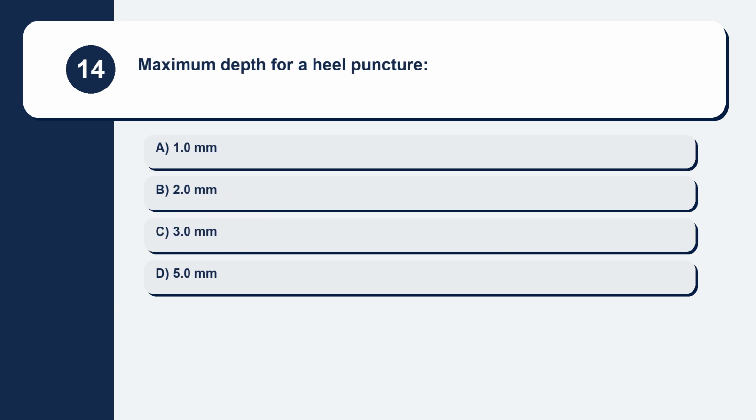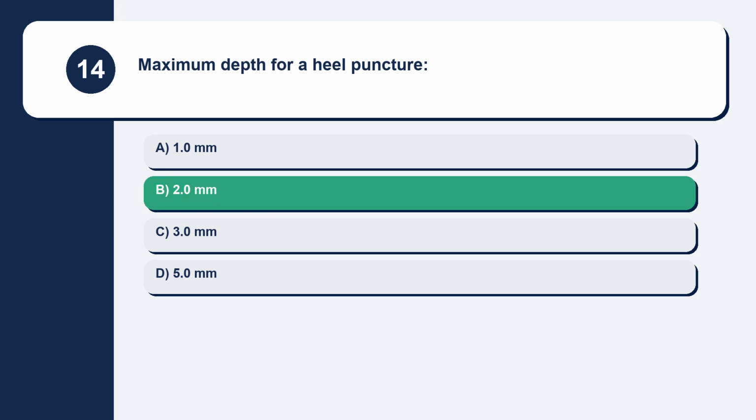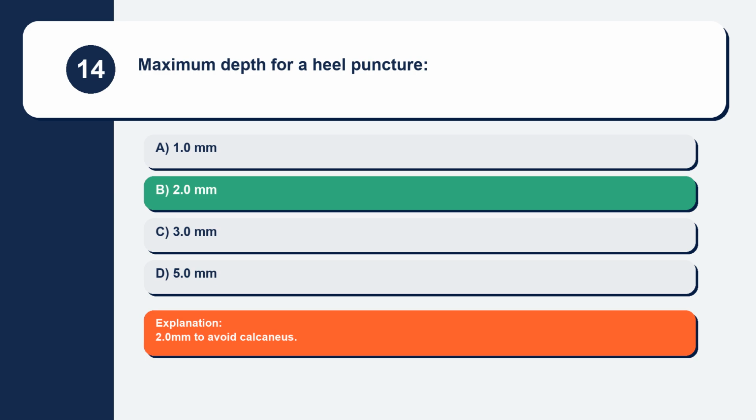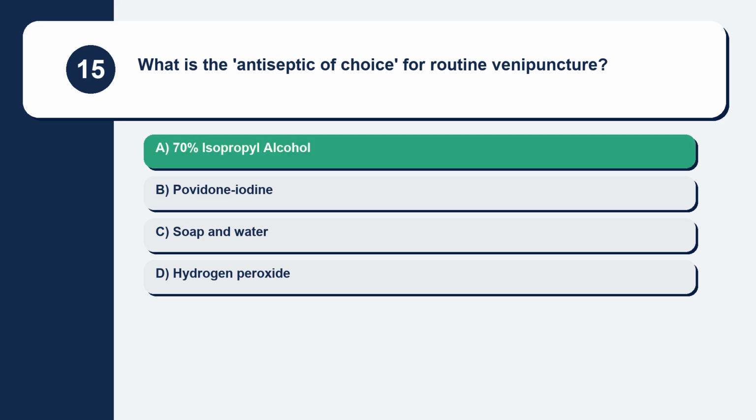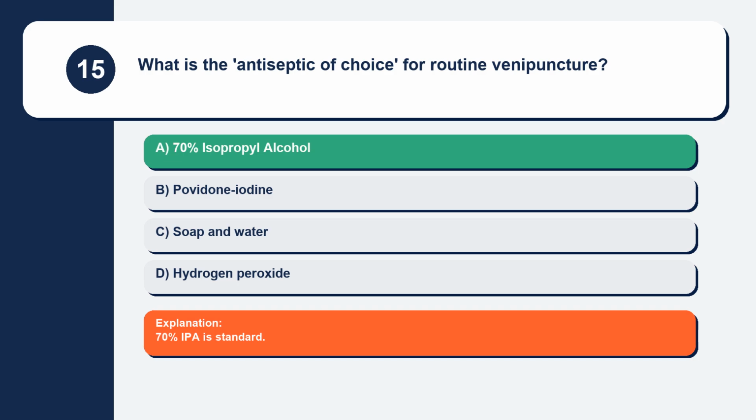Question 14. Maximum depth for heel puncture: 1.0 mm, 2.0 mm, 3.0 mm, or 5.0 mm. 2.0 mm to avoid the calcaneus. Question 15. What is the antiseptic of choice for routine venipuncture? 70% isopropyl alcohol, povidone, soap and water, or hydrogen peroxide. 70% IPA is standard.